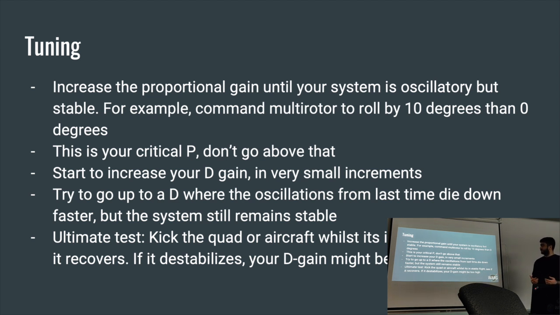Increase the proportional gain until your system is oscillatory but stable. This really depends on what you're trying to achieve. When I was writing this, I was talking about roll control, right? If I'm rolling a plane, I don't want the plane to turn sluggishly. I want it to turn pretty fast, right?